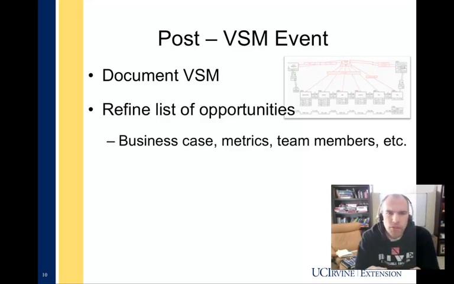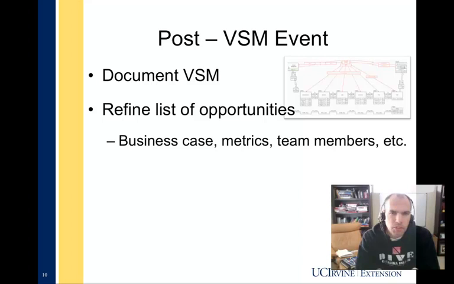And then we want to refine our list of opportunities. Where do we have potential projects? You know, what's the business case? What are some of the ways we might measure each of these opportunities? Who are some of the potential team members? So now we've got it down to a short list that we've presented to the champion at the end of the session. And now we need to dig in a little bit deeper into those opportunities, the top opportunities we identified during the session, and put some numbers to them to make a business case for going forward with these ideas.